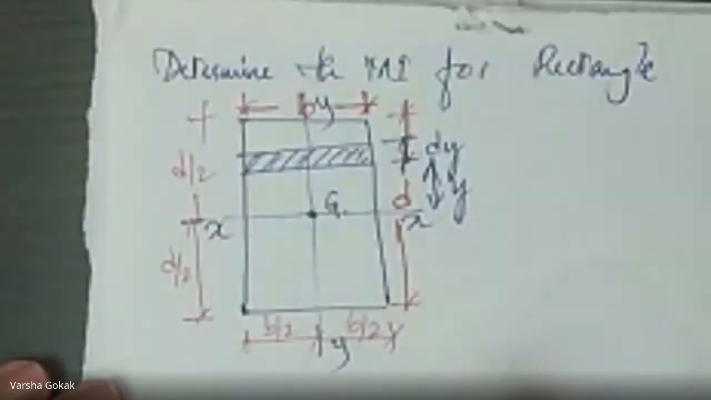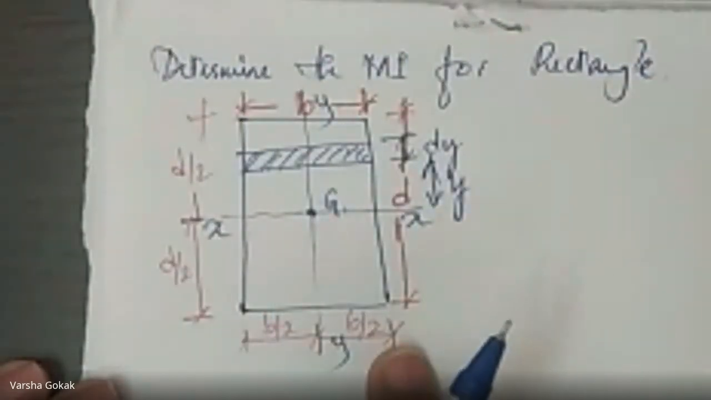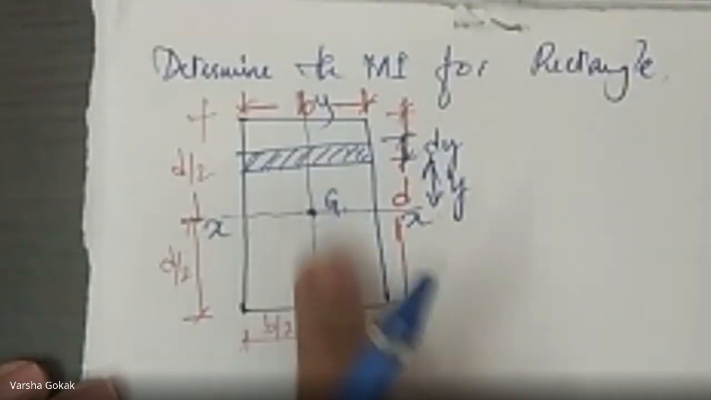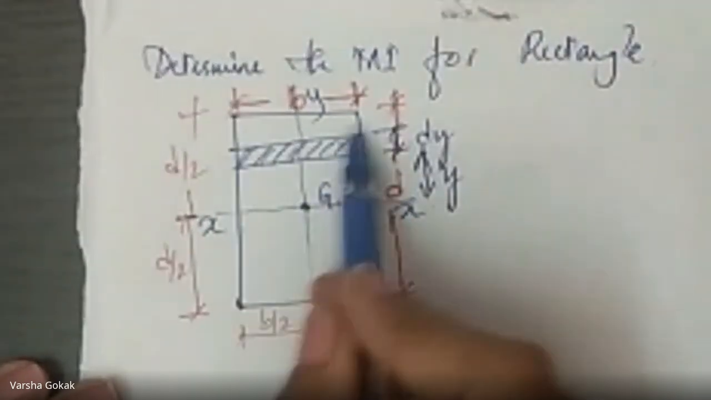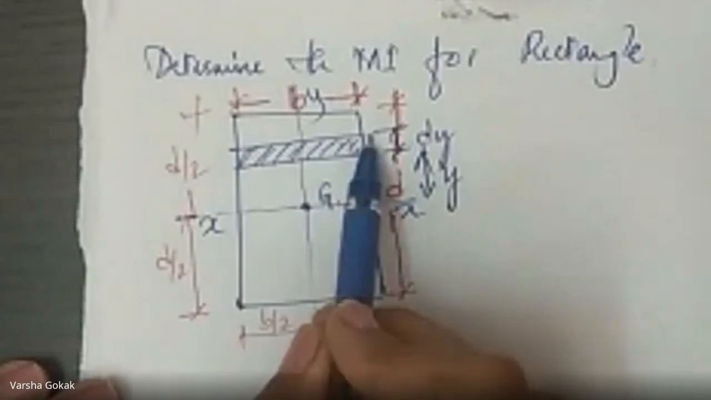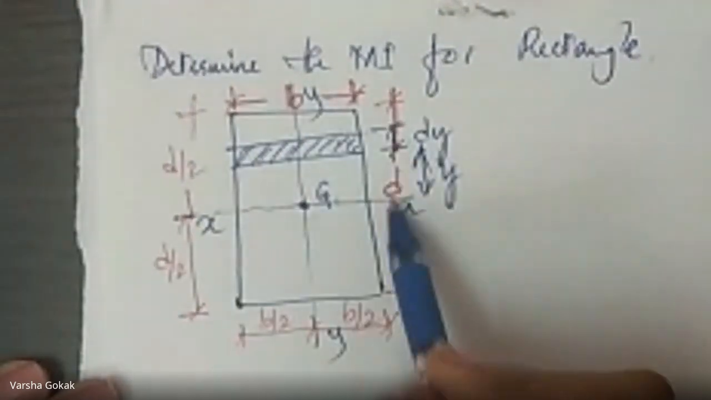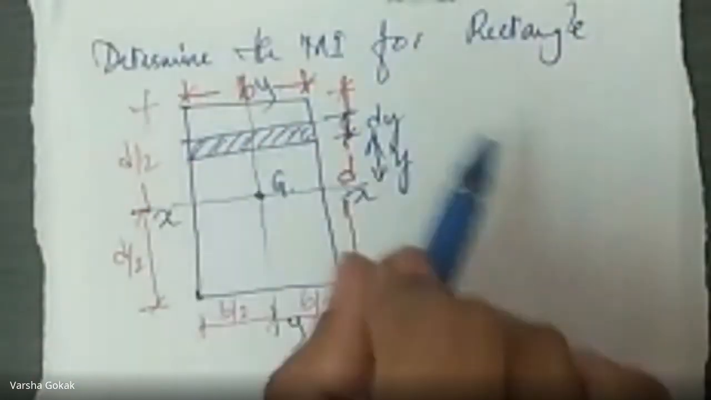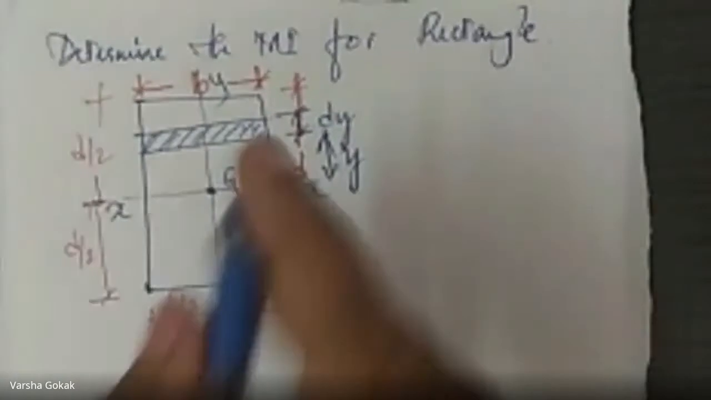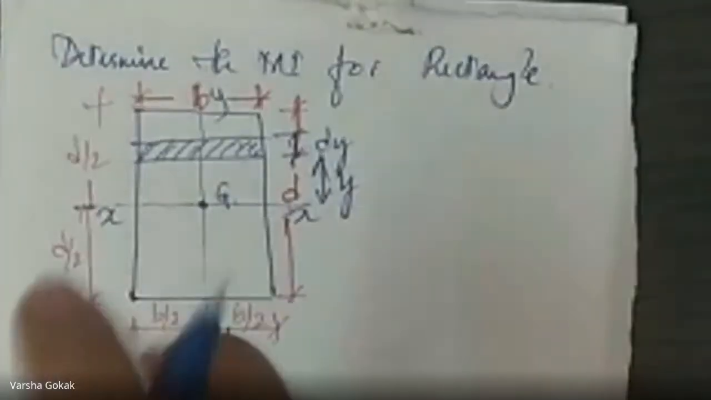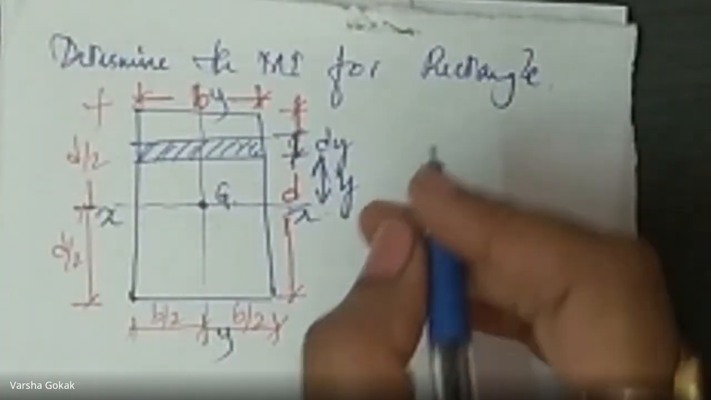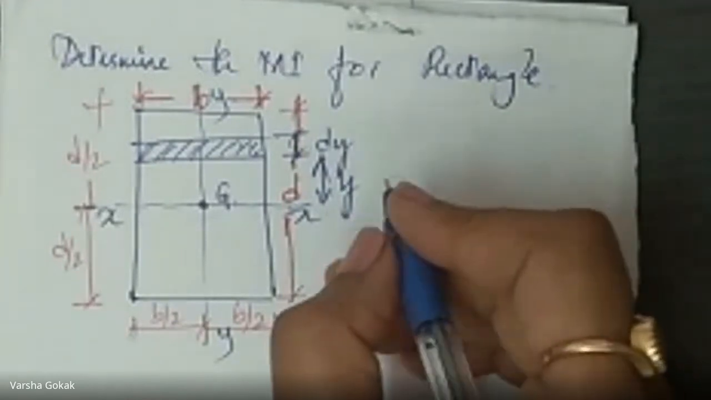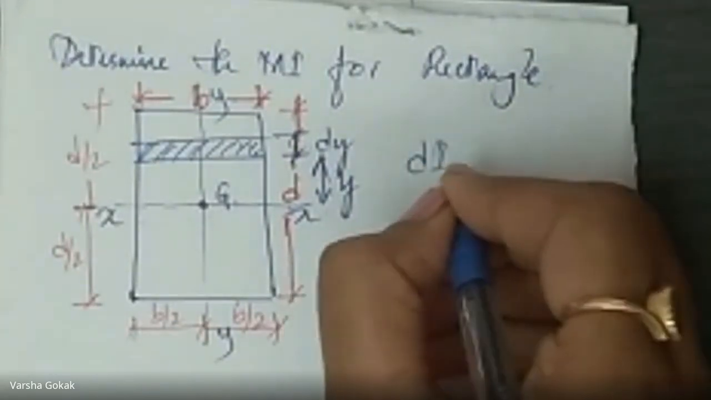Okay, is the diagram clear? So b and d are its dimensions. So CG is here, at b by 2, d by 2. Consider elemental area dy, what will be its breadth? b, and it is at a distance y from the centroidal axis. You will write all this in the first 4 lines. Consider a rectangle of dimensions, etc. Clear? Now, based on our equation or the definition of moment of inertia, what is dIxx?